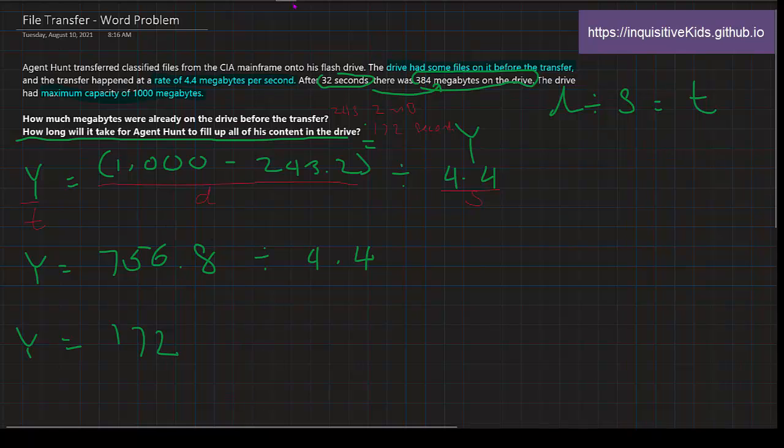Thank you for watching this video, and we'll be going through some more of these linear equations in the next few videos as well. What was important here was identifying, for the second problem, what's the distance, what's the speed, and what is the time. And for the first problem, we needed to visualize that the number of megabytes before the transfer would be the total, 384, minus 4.4 times 32, which was the number of megabytes transferred. So it was important to visualize that, and I'll see you next time.